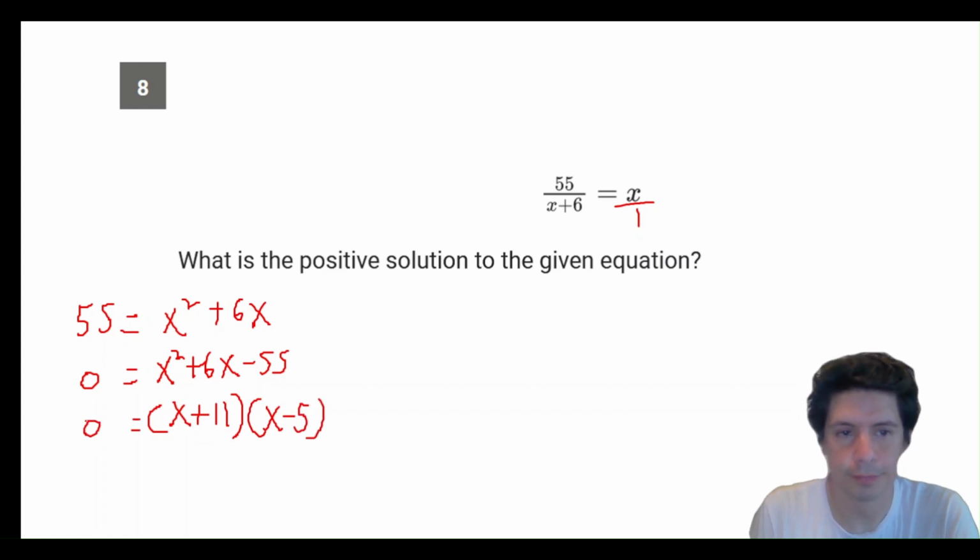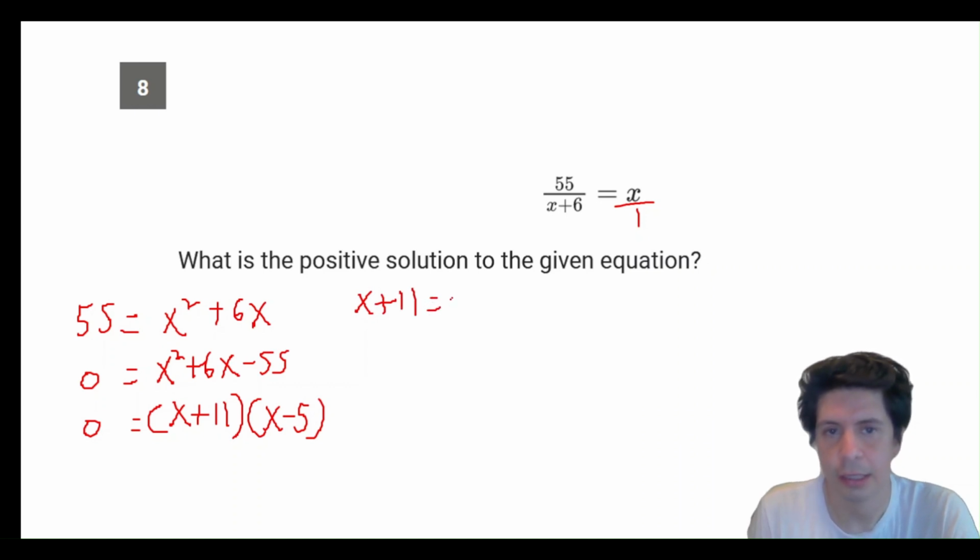which equals 0. So then you set them each equal to 0. X plus 11 equals 0. And this, again, you don't need to write out. You can do it in your head. But I'm just writing it out for everyone to see. So x equals negative 11. Or x minus 5 equals 0. That means x must equal 5.